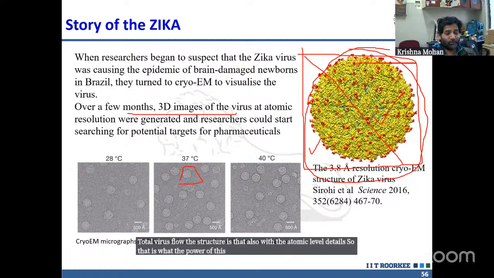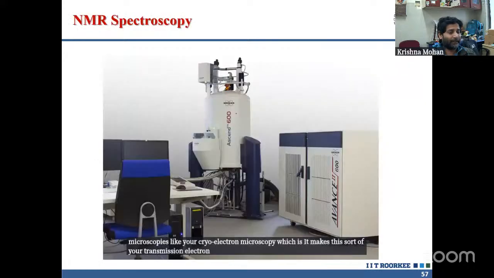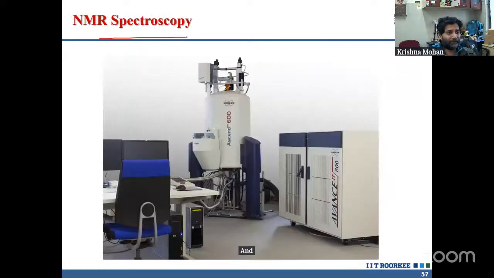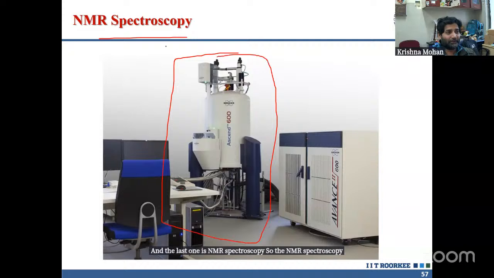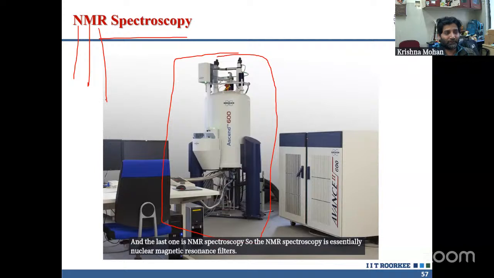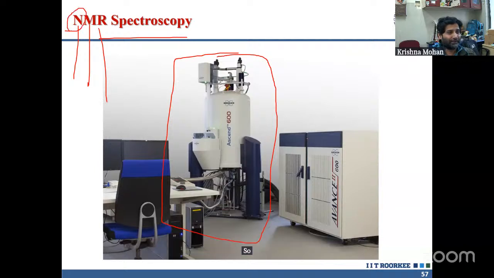The most powerful among all these microscopy techniques is cryo-electron microscopy, which is a big sister of transmission electron microscopy. And the last one is NMR spectroscopy. NMR is essentially nuclear magnetic resonance spectroscopy, where you are exciting your nuclear spins and resonating them with radio frequencies.